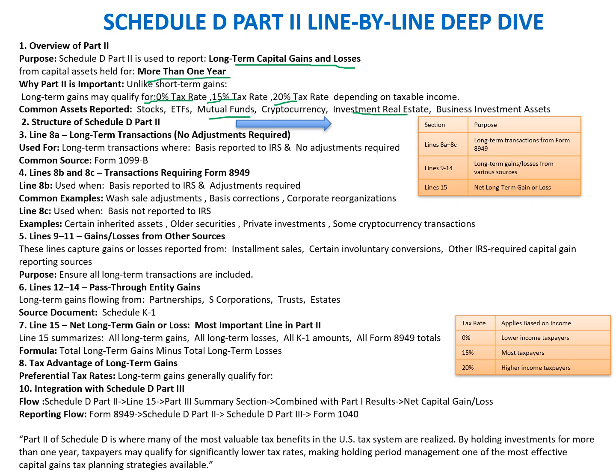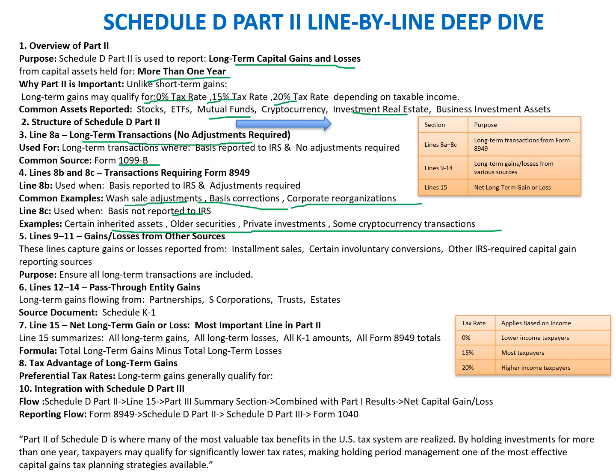The structure of Schedule D Part 2: line 8A is long-term transactions with no adjustment required, again reported through 1099-B. Lines 8B and 8C are used when the basis is reported to the IRS but adjustments are required, such as wash sale adjustments, basis corrections, and corporate reorganizations. All this is reported via 1099-B. As I mentioned, we'll talk about the concept of wash sale transactions and wash sale adjustments in the upcoming slides. Line 8C is used when the basis is not reported to the IRS, basically certain inherited assets and older securities not reported via 1099-B.